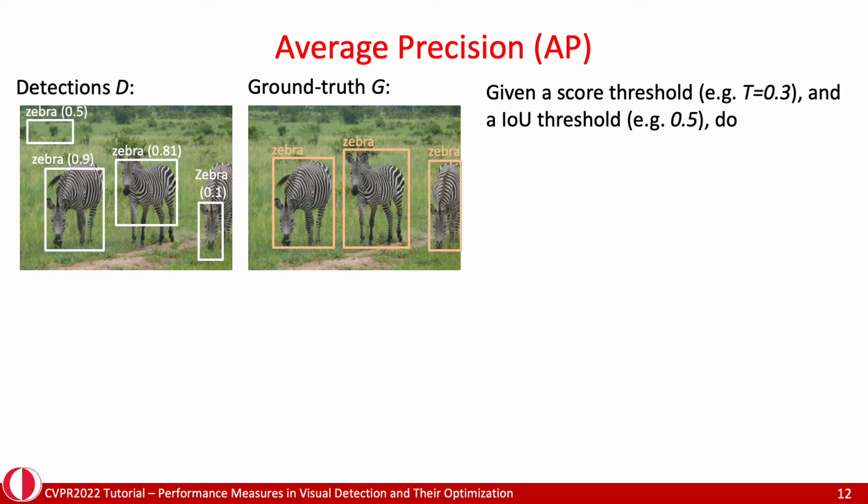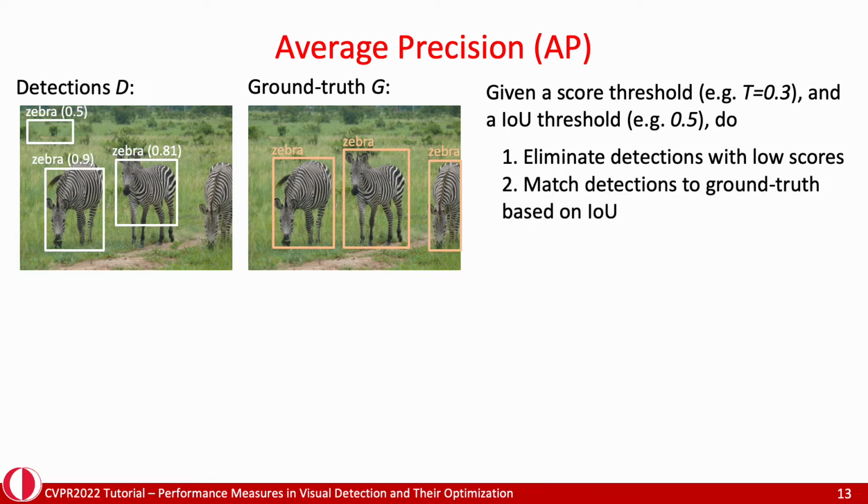Given these, the first step is to eliminate detections with confidence scores lower than t equal to 0.3. On this particular example, there is one detection with score lower than 0.3. This detection has a score 0.1, so according to this threshold, it needs to be eliminated. So we eliminate it.